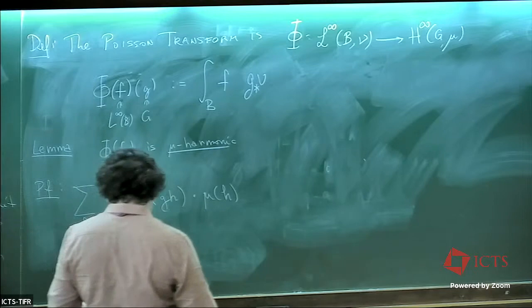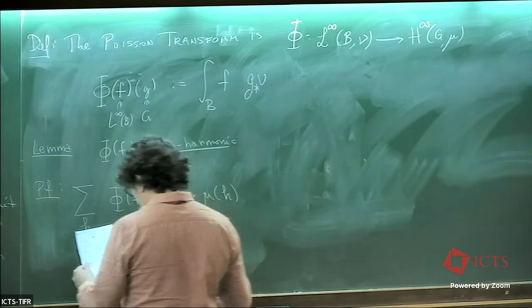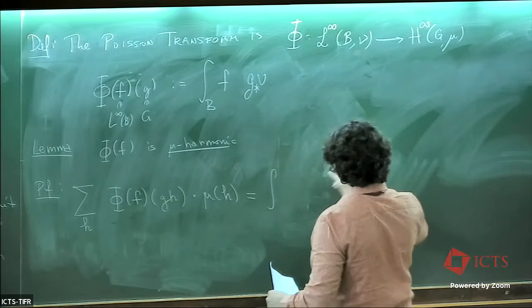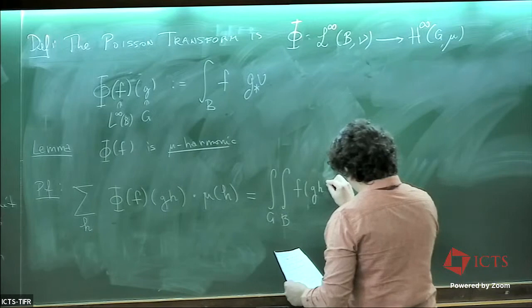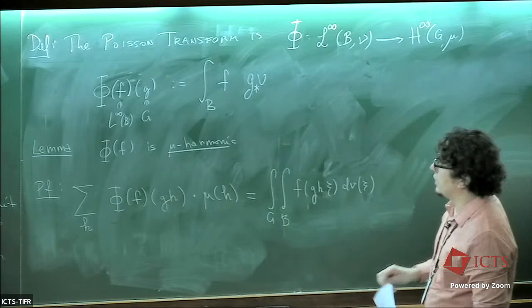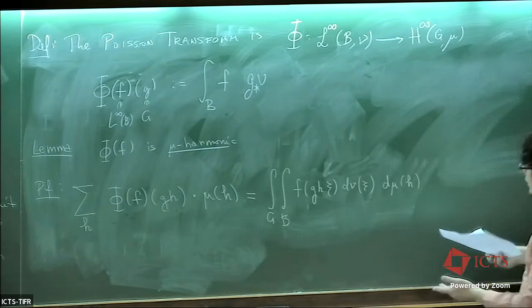Okay, so we can rewrite this as follows. You can think of the integral over h, which is the sum, of the integral over the boundary, which is coming from here, of f of gh psi d nu of psi. So this is the Poisson transform computed at gh, and d mu of h. I write d mu of h because it's easier to exchange the integrals if you write them in the same way.